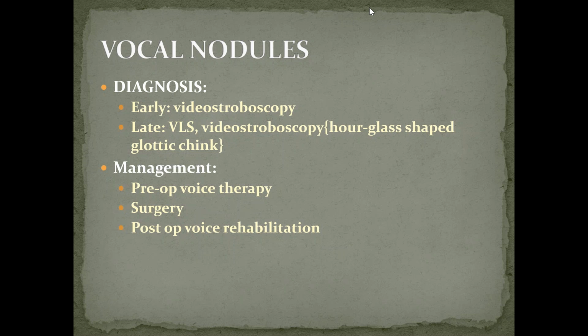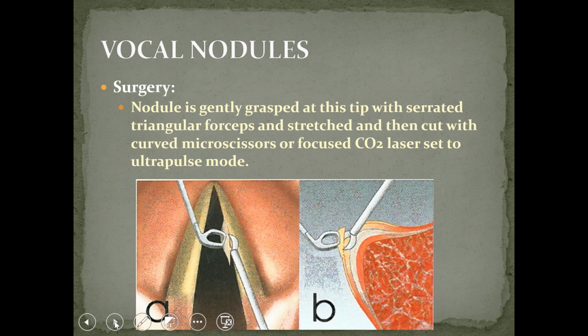If the nodule size is increased, it is causing a phonatory gap. So these two nodules meet in the midline, and there is a phonatory gap. While phonating, this gap is called the hourglass shaped glottic chink. If the lesion is bigger in size causing voice problems, then you need to go for surgical treatment, that is by using microlaryngeal surgery.